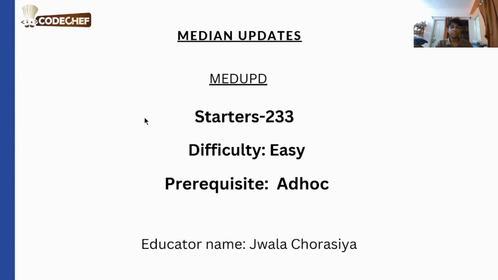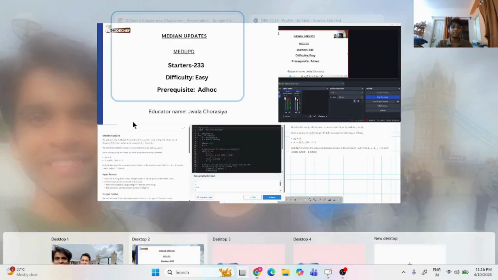Myself Jwala Charas, and today we are going to solve the problem which came into Starters 233. The name of the problem is PD and Updates, and the problem code is MEDUPD. The difficulty rating of the problem is easy, and the prerequisite is ad hoc. Let's start with reading the problem statement over here.